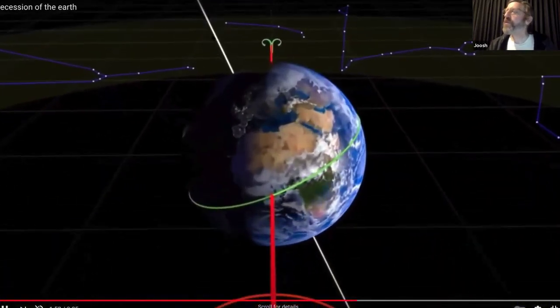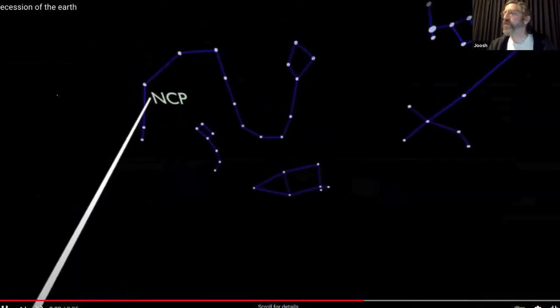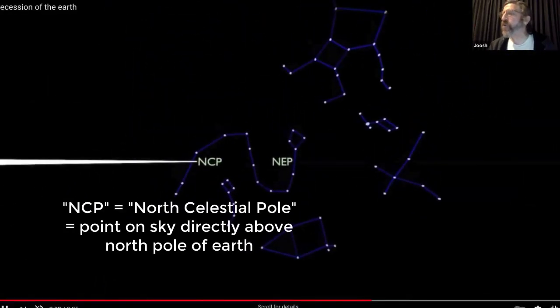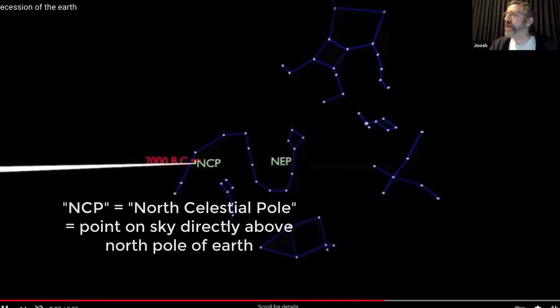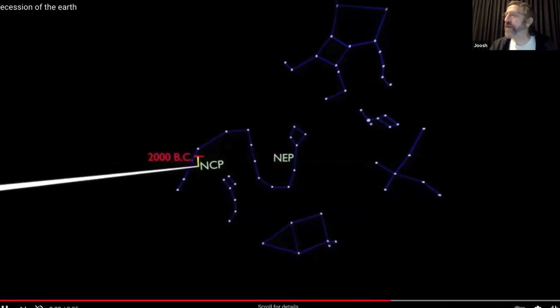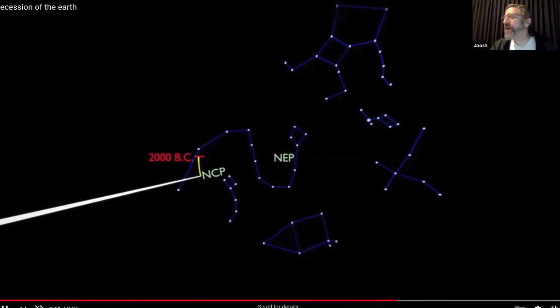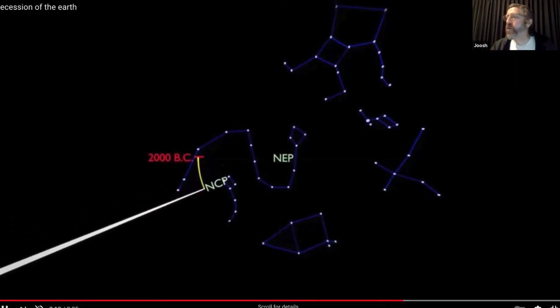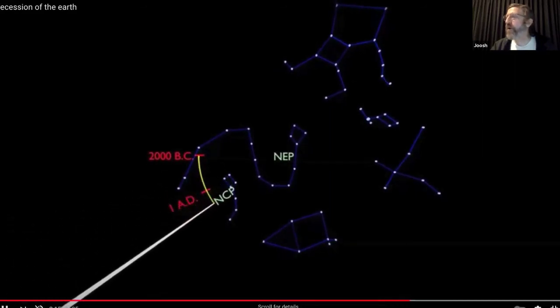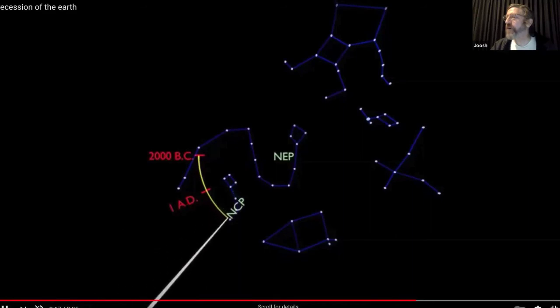The North Star just simply means what star is directly above. If you put a stake at the North Pole, what star is directly above that? 2000 BC, it was in Draco, the dragon. Now here we are right now. The North Star, or what is directly above the North Pole, that's where it was 2,000 years ago. That's where it is now. There's Polaris, the North Star right there.